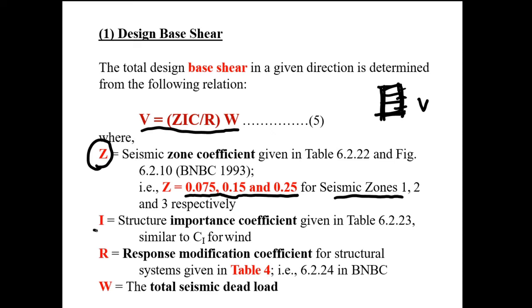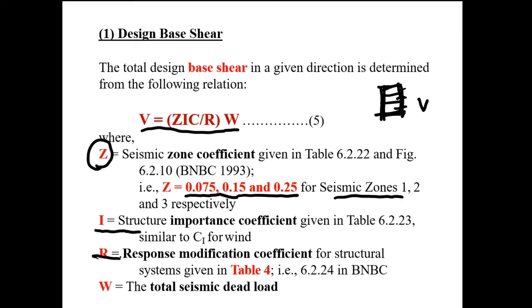Here I is the structural importance coefficient. It will depend on the structural type and the purpose of the structure. For industrial, commercial, residential, or other uses, the value of I or CI will vary. It is also mentioned in the BNBC guideline.